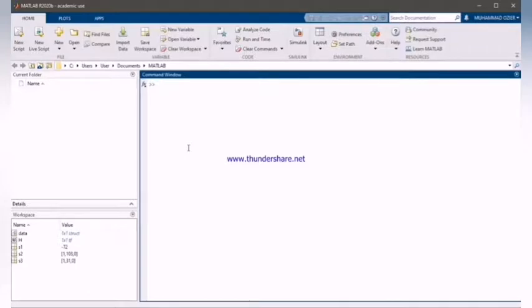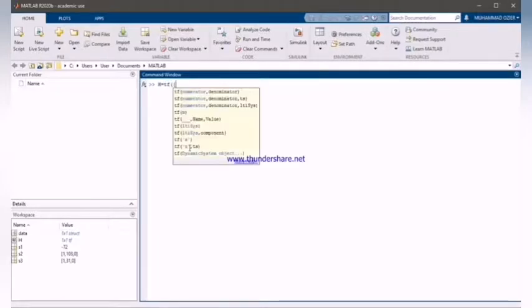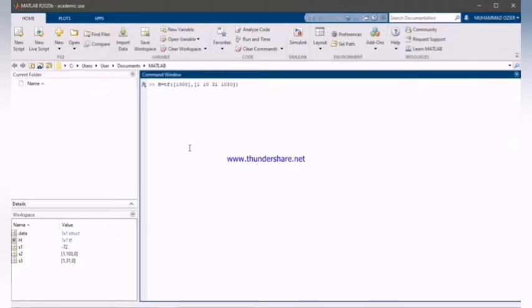Alright. First, we need to declare transfer function H. H equal to transfer function, in bracket 1000, close, open small bracket, 1 10 51, 1030, bracket 3, alright, and then press enter.